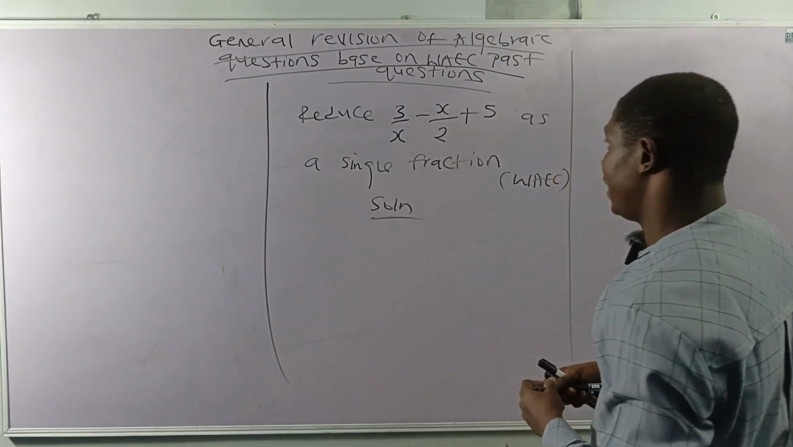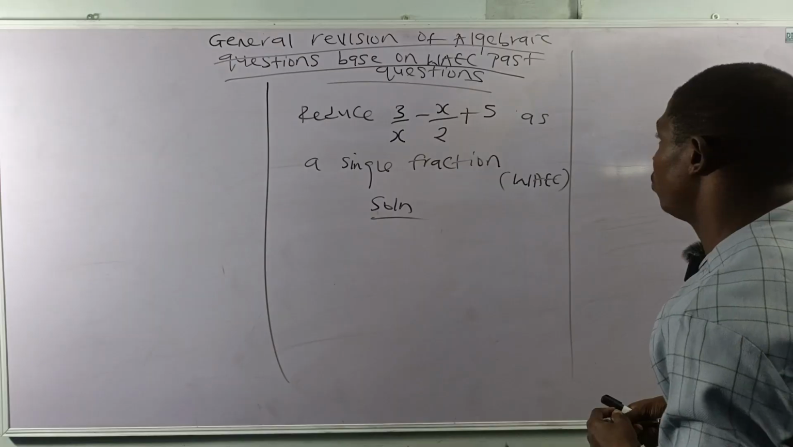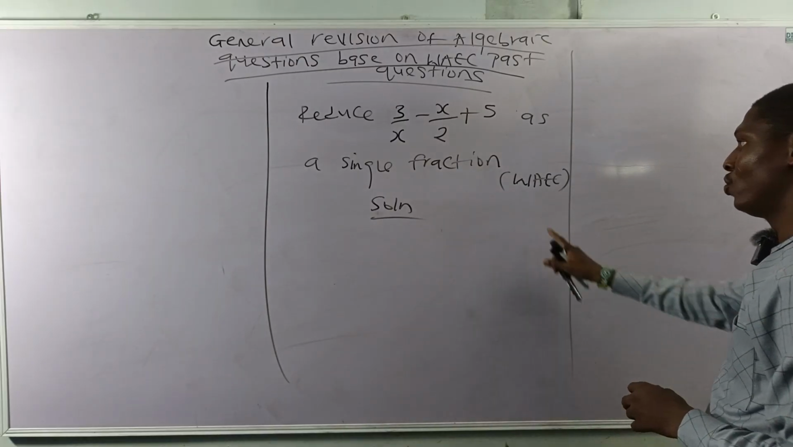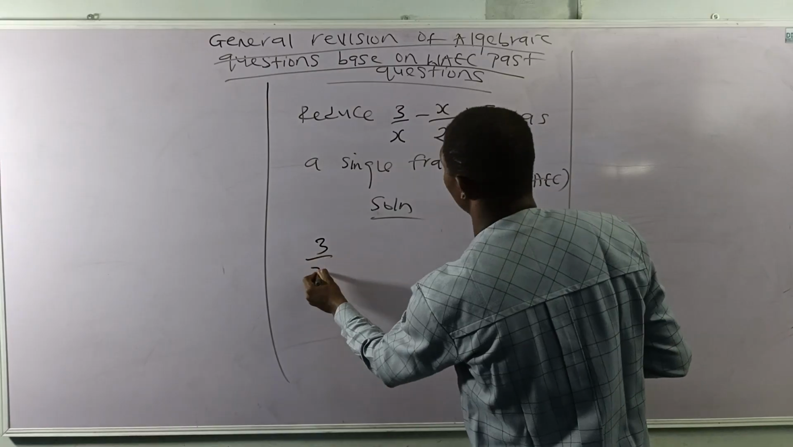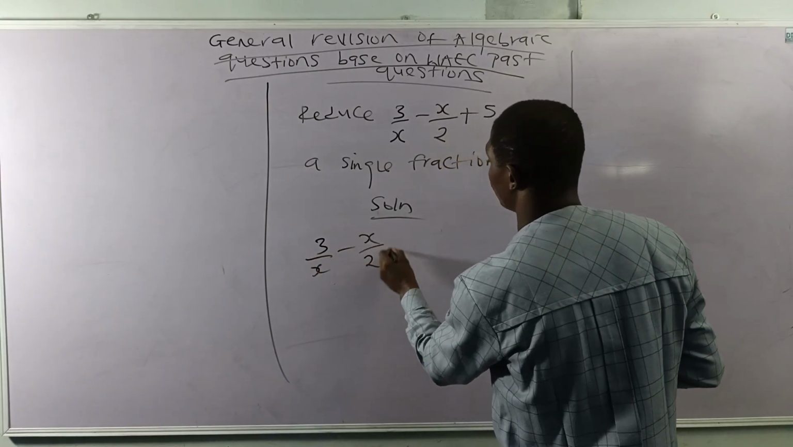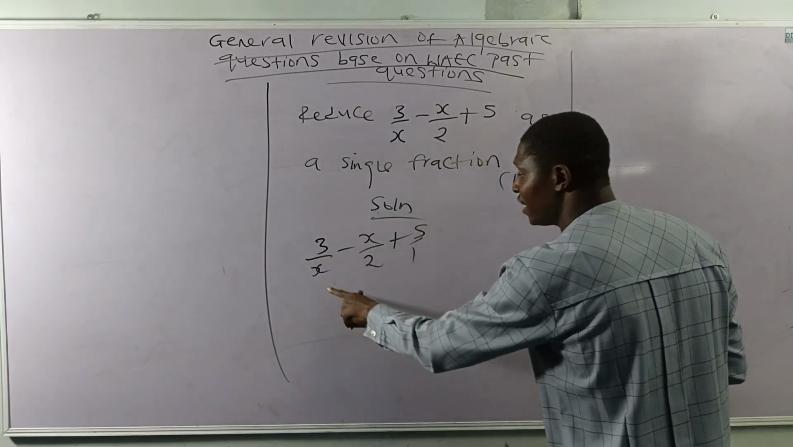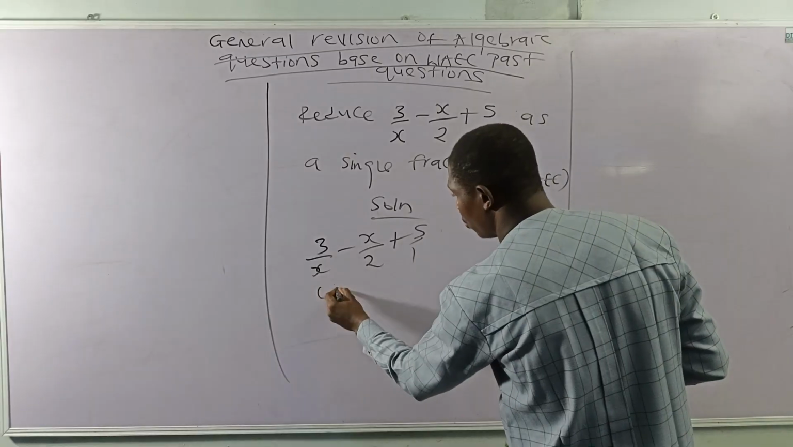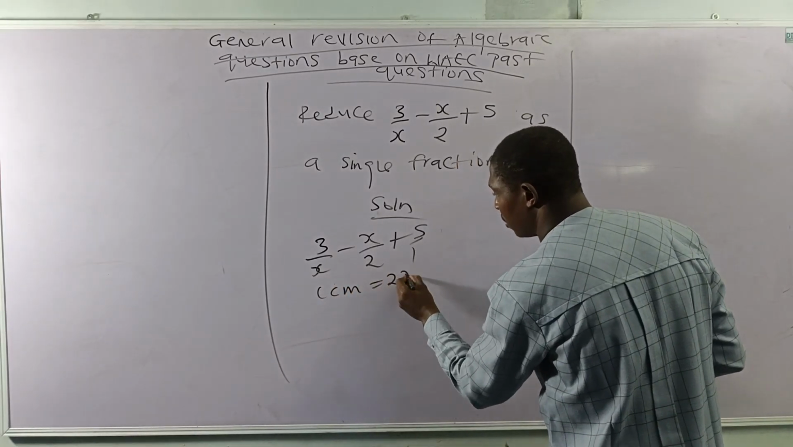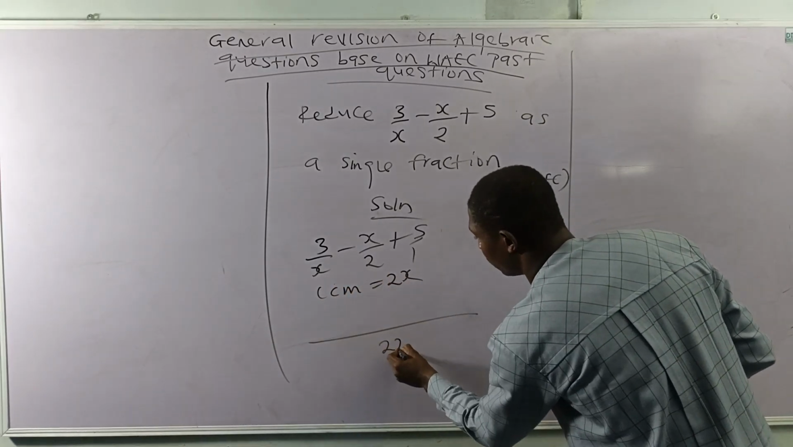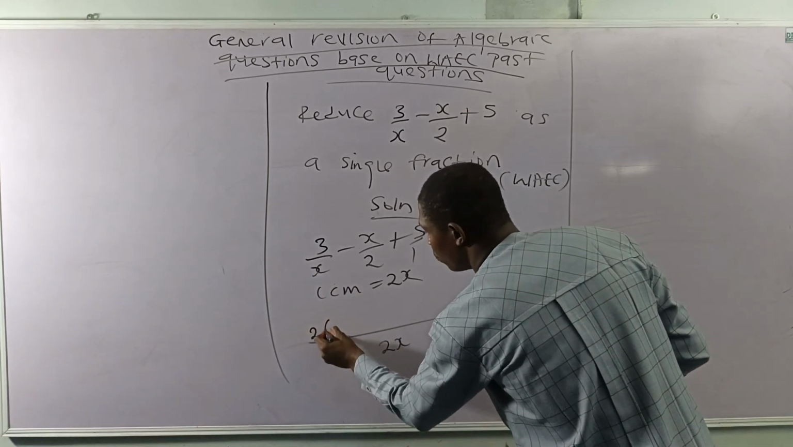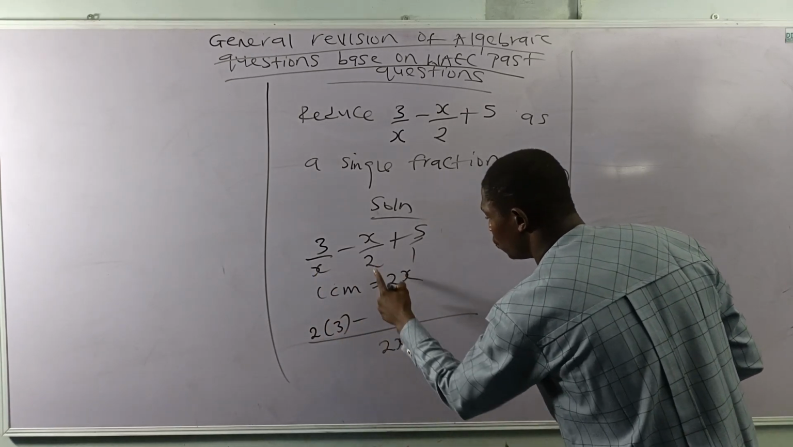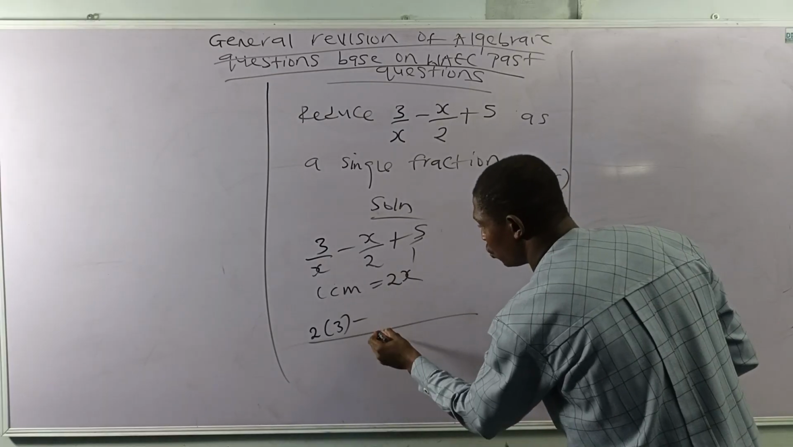We have reduced 3 over x minus x over 2 plus 5 as a single fraction, also a WASSCE question. So this can be written as 3 over x minus x over 2 plus 5 over 1. And the LCM of x, 2, and 1 will give me 2x. So I have my 2x at the bottom. x into 2x will give me 2. So I have 2 bracket 3 minus 2x divided by 2 will give me what?